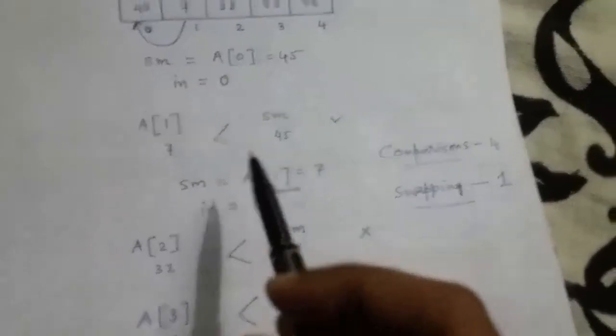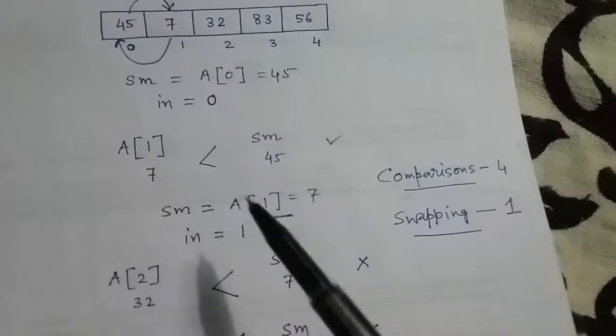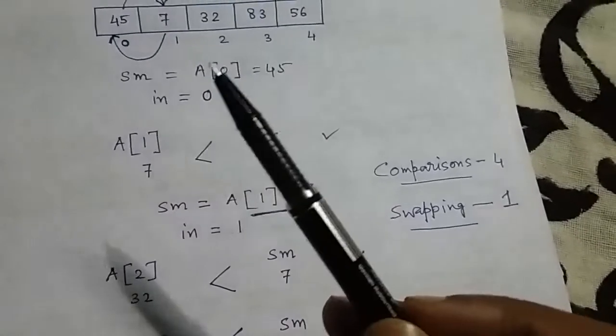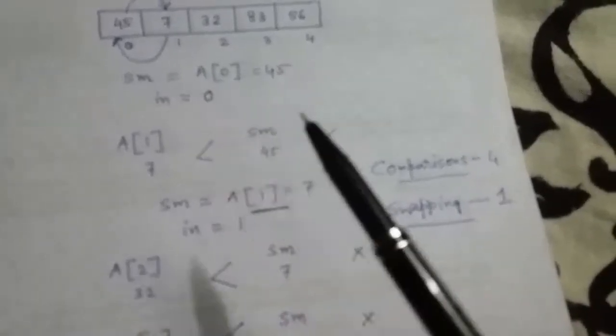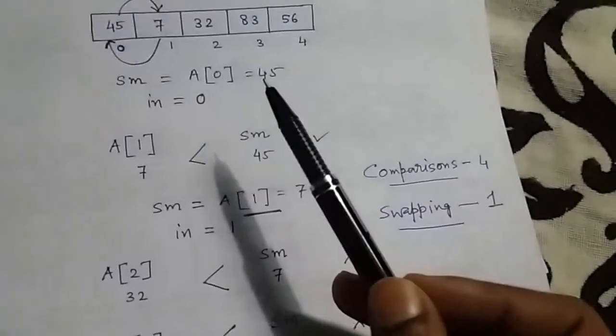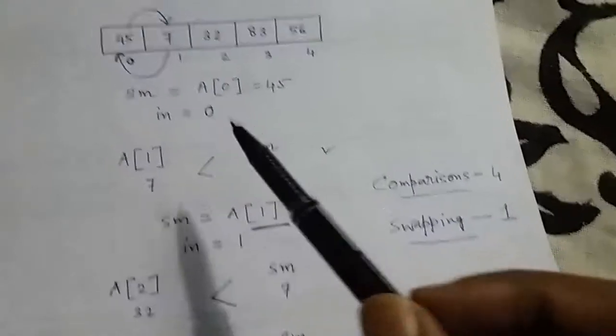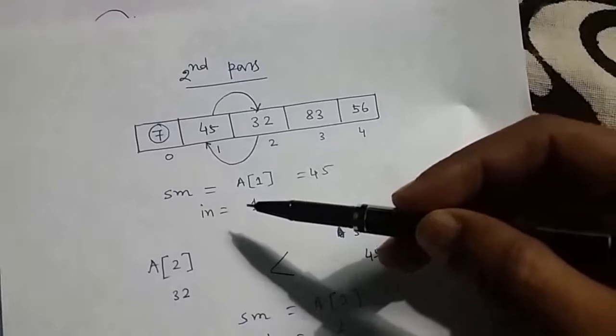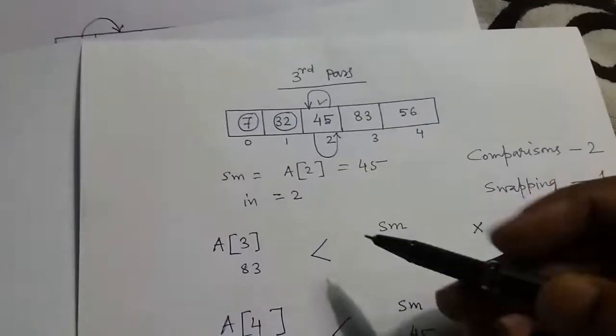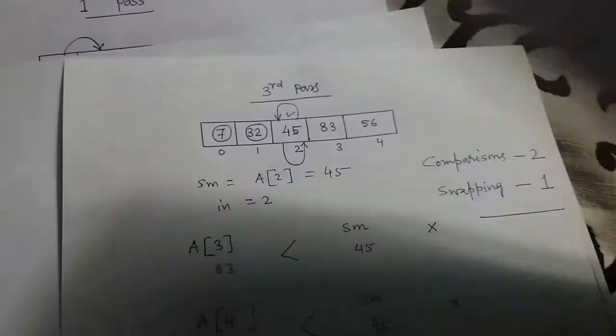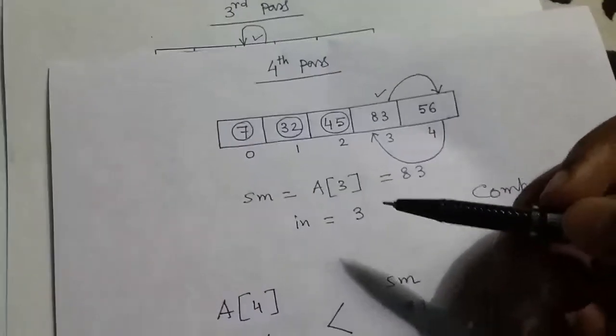Why? Because you can see here the element that we are considering here, sm, a of 0. So only one time we are considering it in every pass. In the second pass also only one time. In the third pass also only one time, and in the fourth pass also only one time.